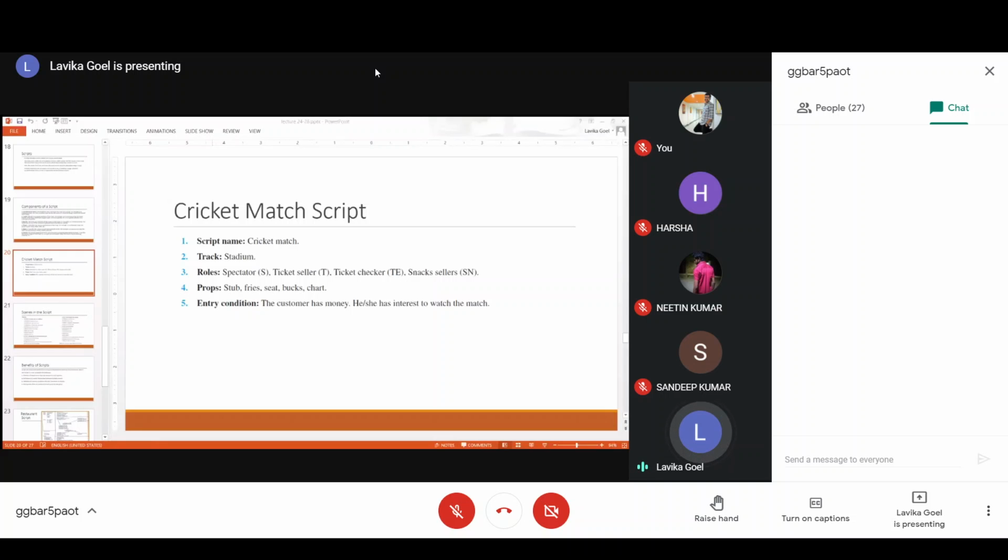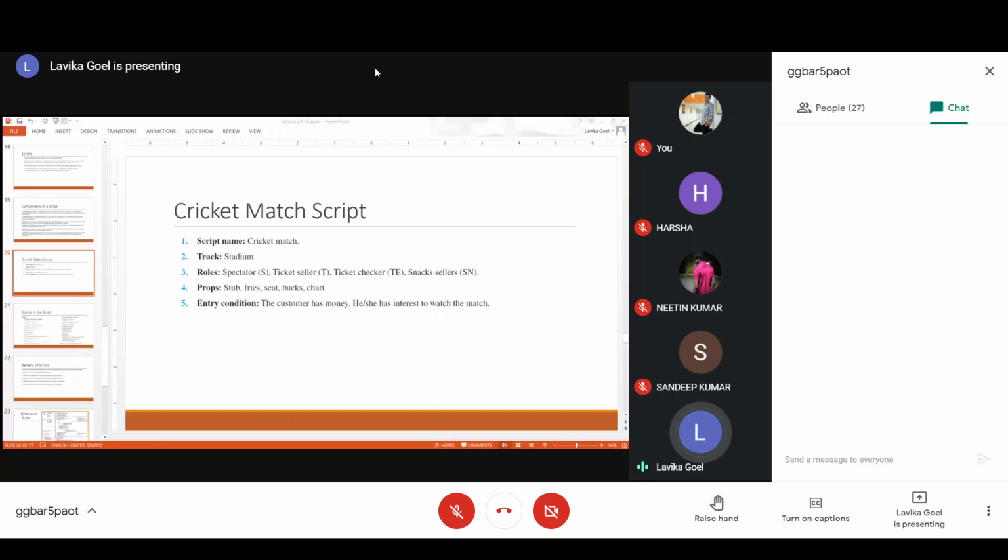This means the actual sequence of events which will occur when we are going to watch a cricket match. So let us see what are the scenes involved here. So these are the different scenes in the cricket match script. Let us see them one by one. Scene 1, entering into the stadium, right?